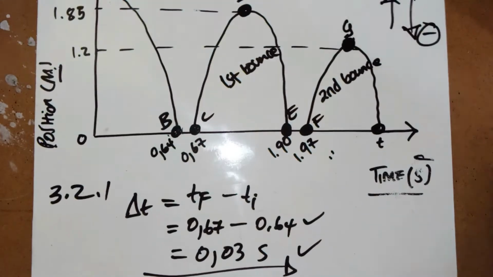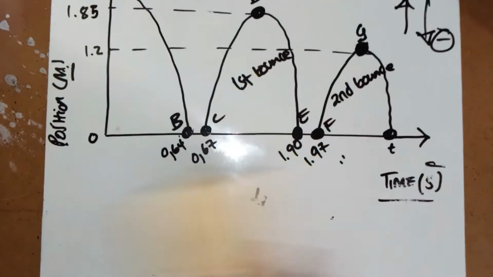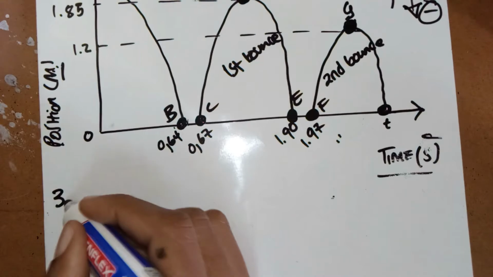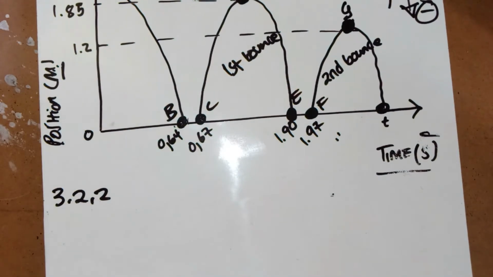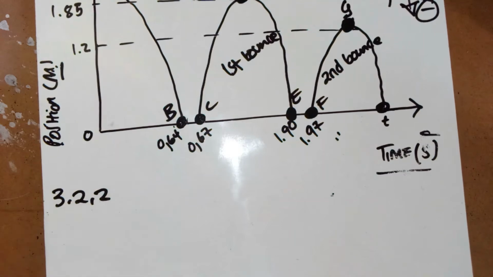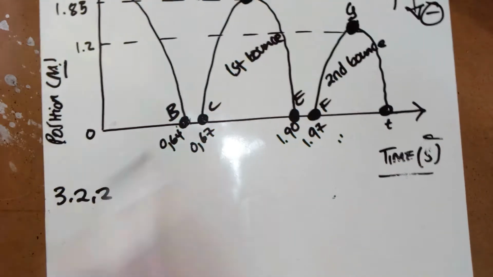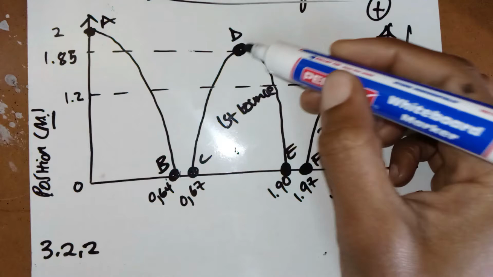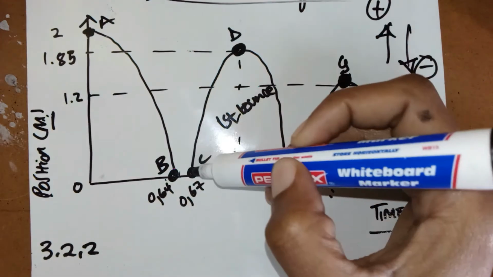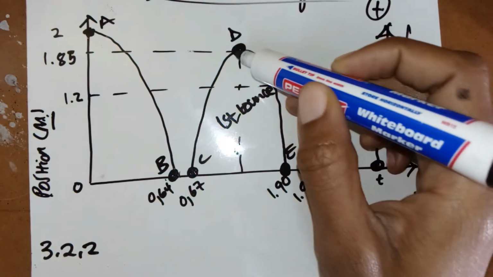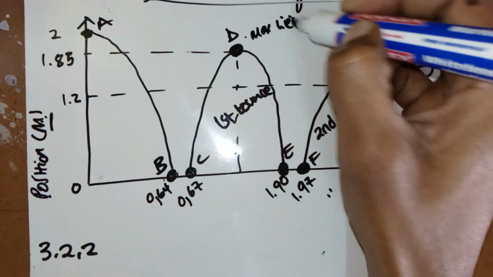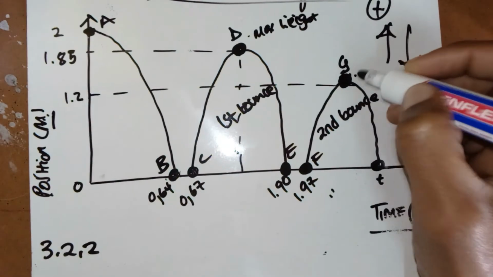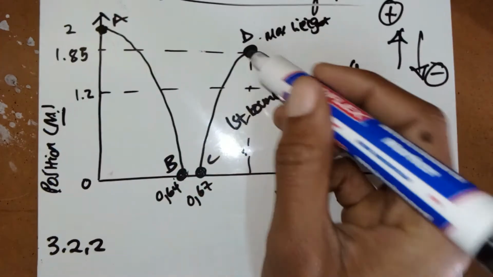Now let us move on to the next question, which is question 3.2.2. It says: the time it takes the ball to reach its maximum height after the first bounce. So this is the first bounce, and it wants the time it takes for this ball from here to reach the maximum height. So this is the max height, the maximum height as well there. So they want this time.